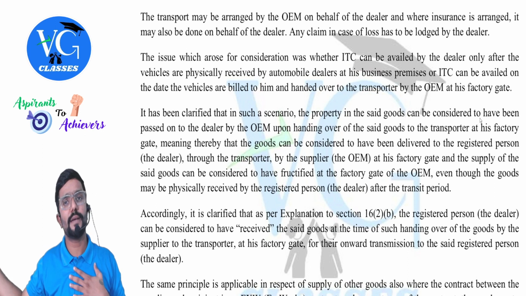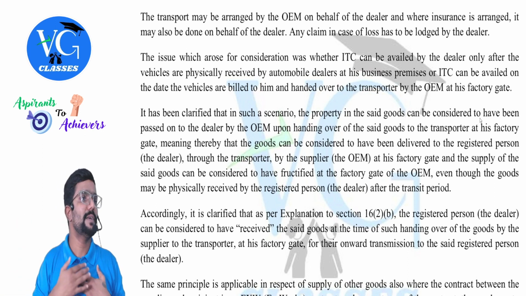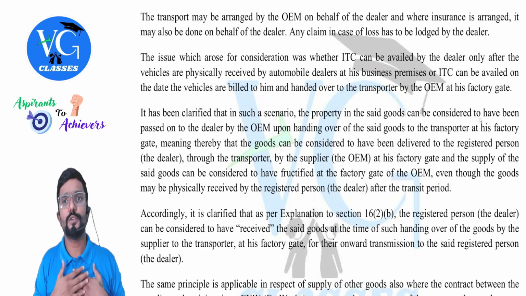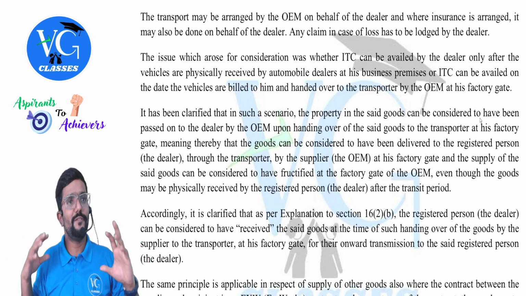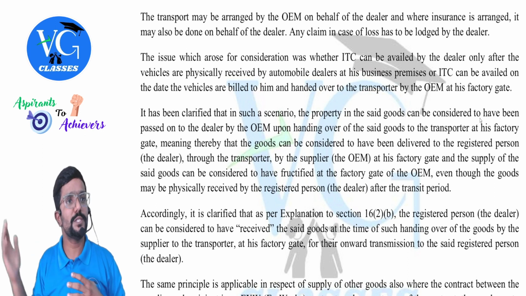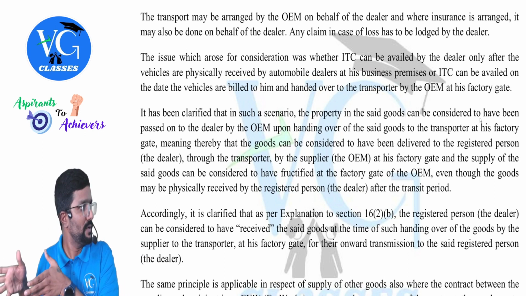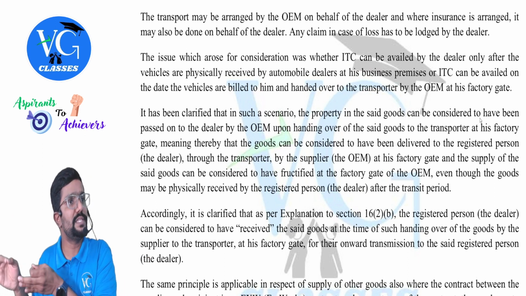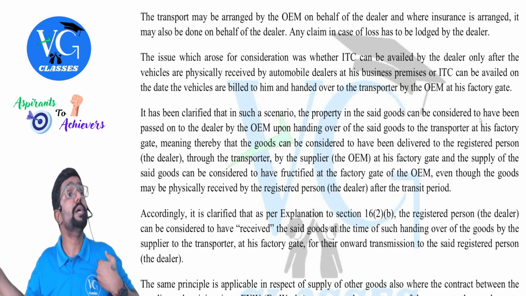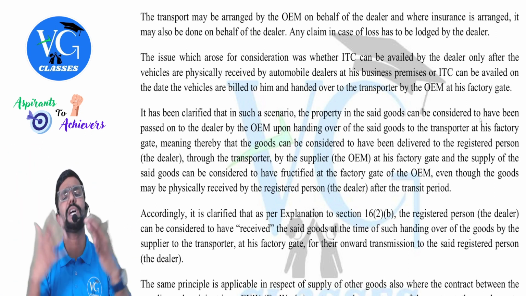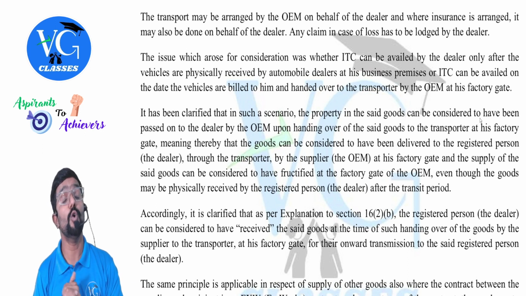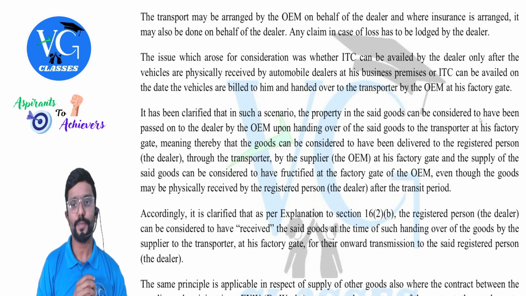Guys, assume transportation is arranged by supplier only for delivering the goods to recipient. Still, the supply is completed at the factory gate of supplier. And also, assume during the transit, insurance policy is taken. If anything goes wrong, who is responsible for it? The recipient. So if anyone has to claim the policy, is it supplier or recipient? Recipient. He will file the complaint, or he will lodge the complaint with insurance company. Who? Recipient.